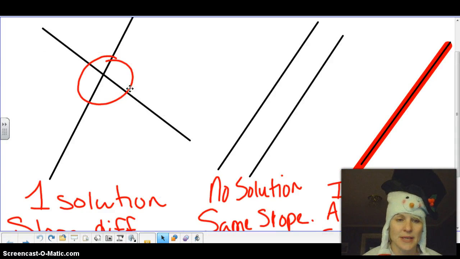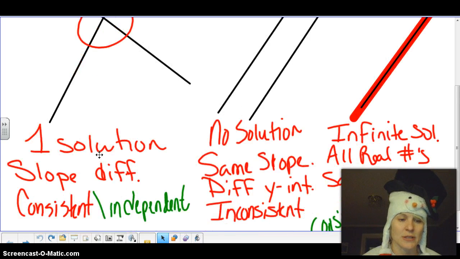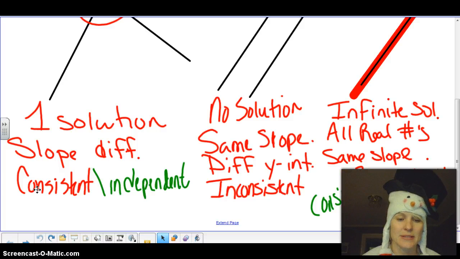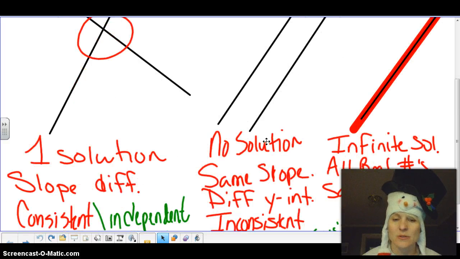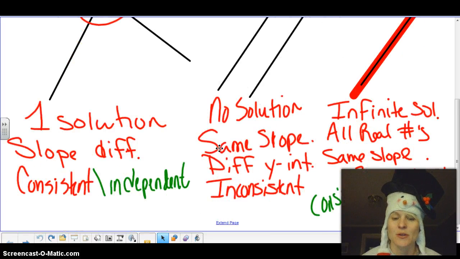If lines intersect, they have one solution. The slope in the equation will be different, and this is called a consistent system of equations. Some people call it independent, we're calling it consistent. If you have parallel lines, that is no solution. It doesn't share any points. You will notice that it has the same slope, different y-intercepts, and is called inconsistent.